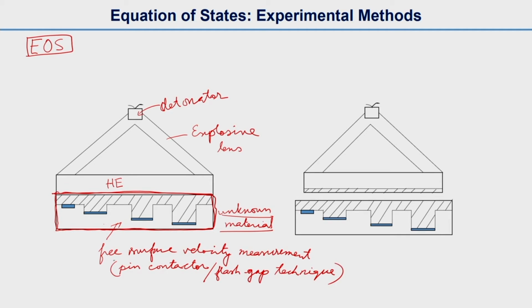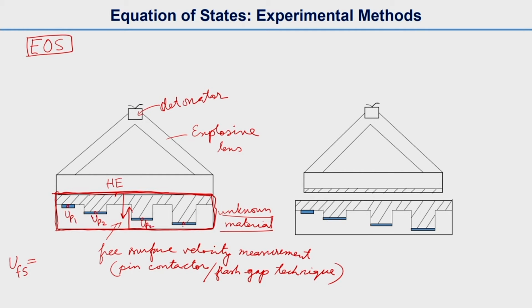Basically, with the free surface velocity measurement, if we can measure the free surface particle velocity, we see that the shock wave generated from the top side of this unknown material will come this way, and then will reflect back from this free surface. This is taken from the diagram of Marc Meyers' book. These points are the points of particle velocity measurement at different points.